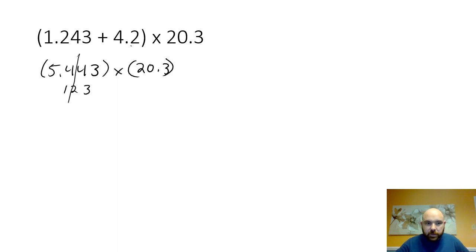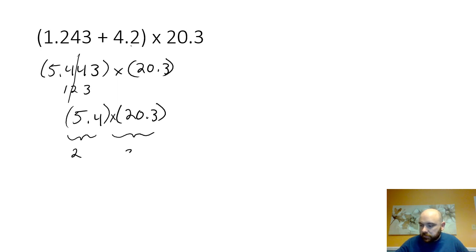This 4 will not cause the 4 in front of it to change, so what we really should write is 5.4 times 20.3. This number, 5.4, has two significant figures. This number, 20.3, has three significant figures. When we multiply them together, we should round our answer to two significant figures.